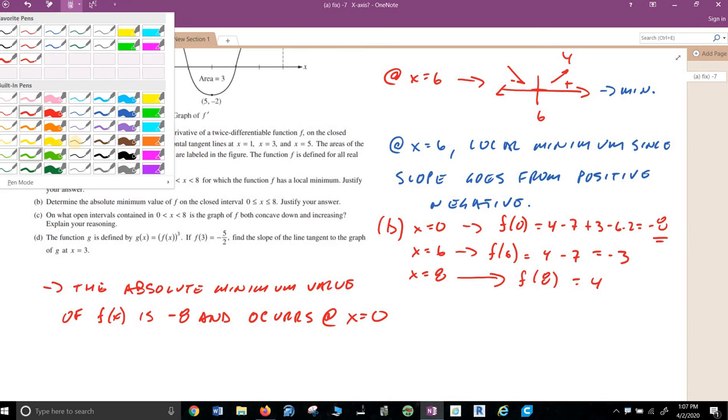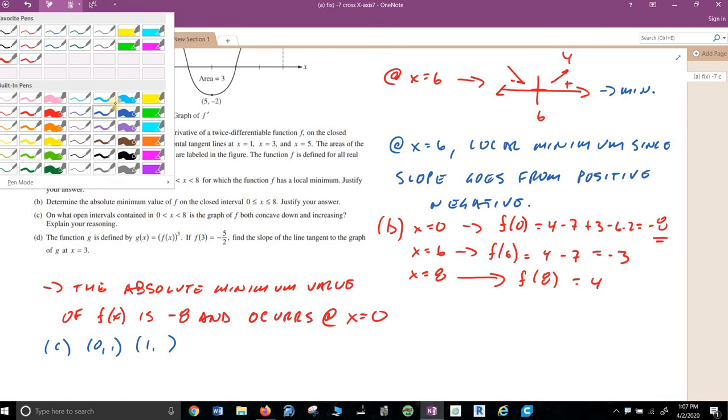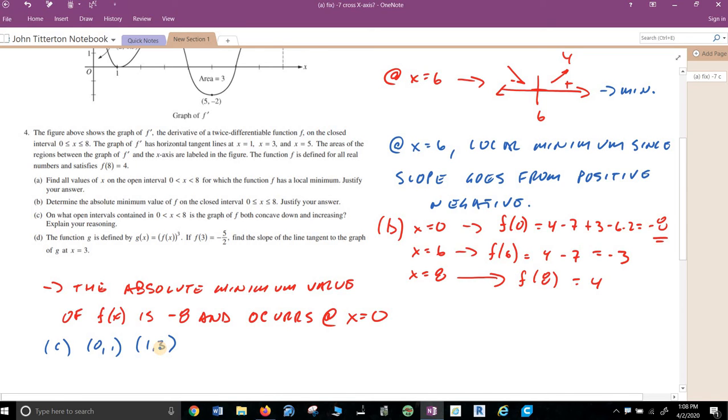Running out of space a little bit here in terms of being able to see what's going on at the same time. On what open intervals is f both concave down and increasing? So we want a positive slope. We have a positive slope between 0 and 1, positive slope between 1 and 2, and a positive slope between, actually make that 1 and 3, I believe. Yeah. Between 1 and 3, and 3 and 4, and 6 and 8.